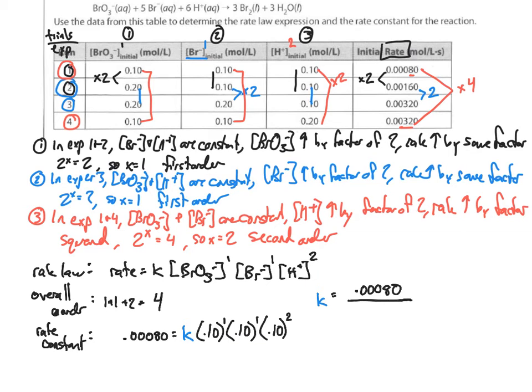0.00080 divided by 0.10, and I've got 4 of those, right? That is raised to the 4th power. So if I do that, plug it into my calculator, 0.00080 divided by 0.10 to the 4th power, and I get 8. Simply an 8, which makes sense.